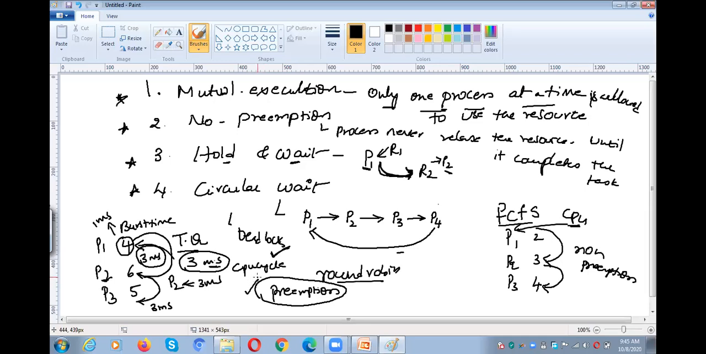No need to discuss all these things here, but I just need to remind you one more time what preemption is and what non-preemption is. Okay.